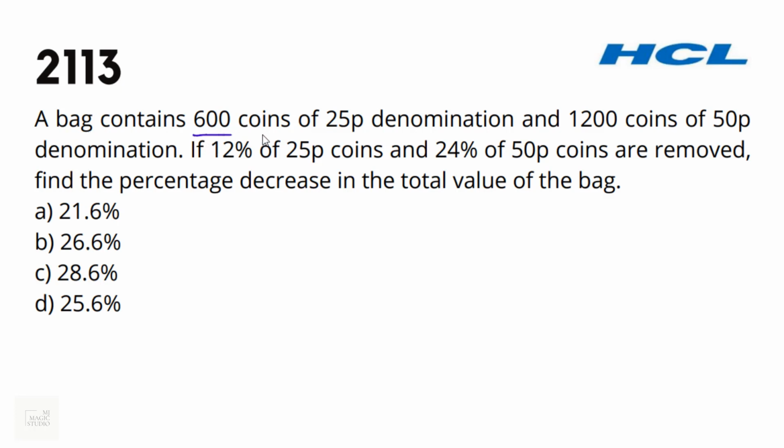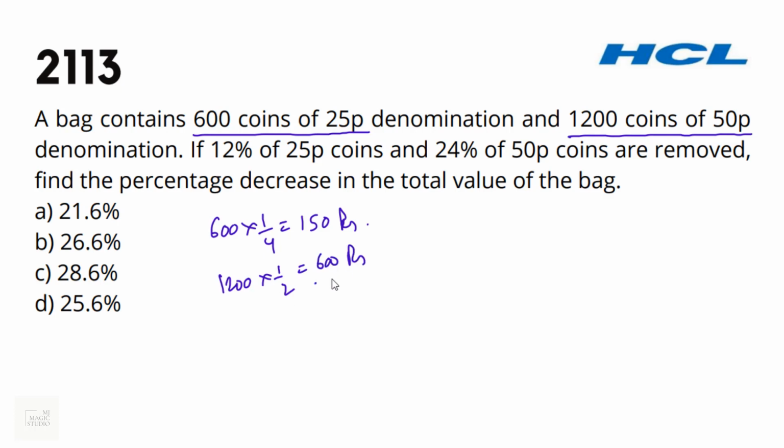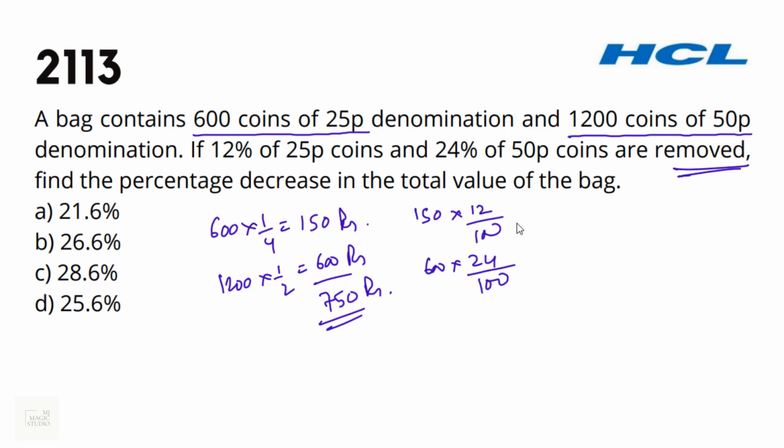A bag contains 600 coins of 25 paise denomination. That means its value should be 150 rupees. And 1200 coins of 50 paise denomination, that is 600 rupees. So the value of the bag is 750 rupees. 12% of 25 paise coins, that means 150 into 12% gone, and 24% of 50 paise coins, 600 into 24%, are removed. So that is 18 rupees gone from here, and this is 120 and 24, 144 rupees gone. Total 162 rupees gone.